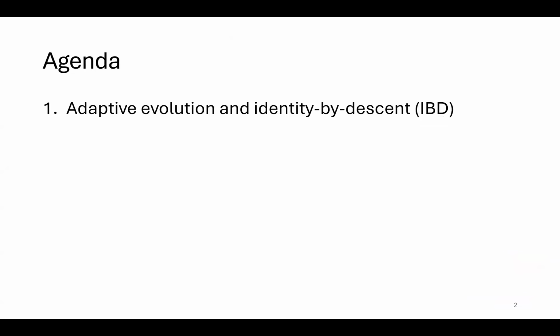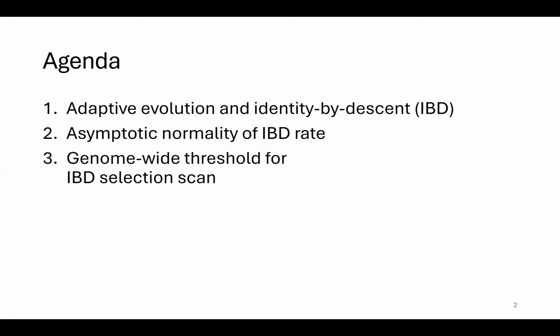The agenda for today is that I will first introduce the problem, so give some motivation about adaptive evolution and define identity by descent. Next, I'll cover project 2 of my thesis, which is on establishing a central limit theorem for a sample mean of correlated binary random variables, which in our case will be the identity by descent rate. Next, we'll build upon our central limit theorem to develop a multiple testing correction for an IBD-based selection scan.